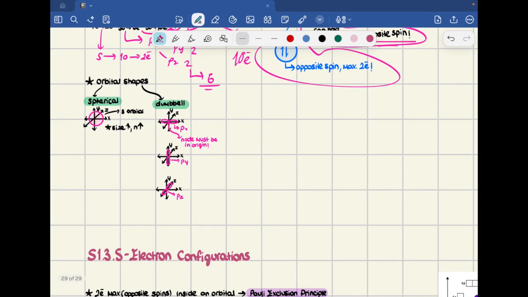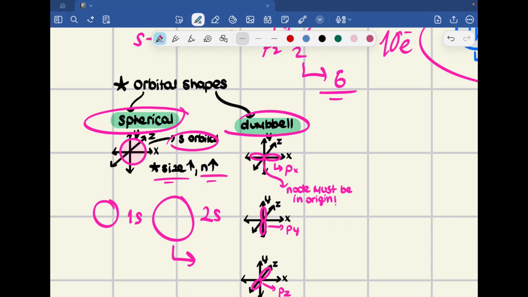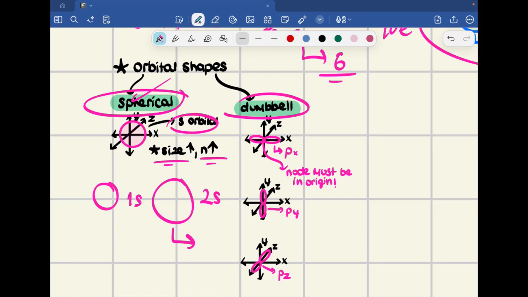We also have different orbital shapes. It can be spherical or dumbbell shaped. This is how we draw the spherical one: we have our x, y, and z axes, and a spherical orbital is an s orbital, so we just draw a circle. As the main energy level number increases, these s orbitals get bigger. For example, if 1s is like this, 2s will be bigger because it is farther away from the nucleus, so its atomic radius will be larger. Size increases as the principal quantum number increases. So a spherical shape is the shape of an s orbital.